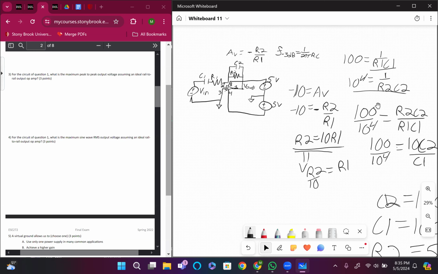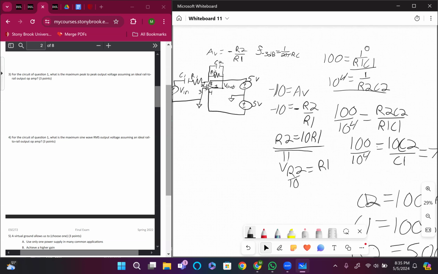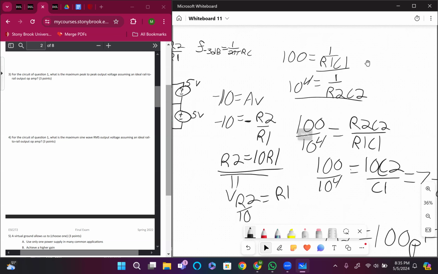The important thing to note is that when we have the formula f sub -3 dB is equal to 1 over 2 pi RC, we're actually looking for omega sub -3 dB, which is equal to 2 pi f sub -3 dB. Computationally, that's very nice, because we get to multiply by 2 pi. So we get the formula omega sub -3 dB is equal to 1 over RC. For the low frequency, it's going to be 1 over R1 C1, and for the high frequency, it's going to be 1 over R2 C2. And as established, that is 100, and that is 10 to the fourth.